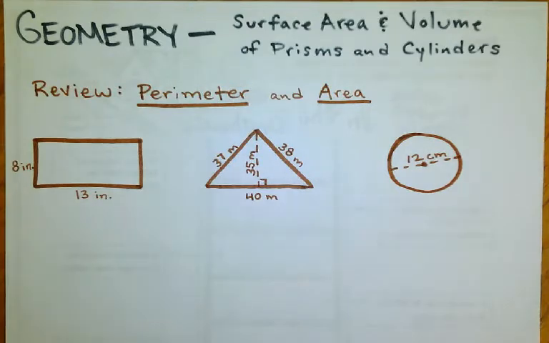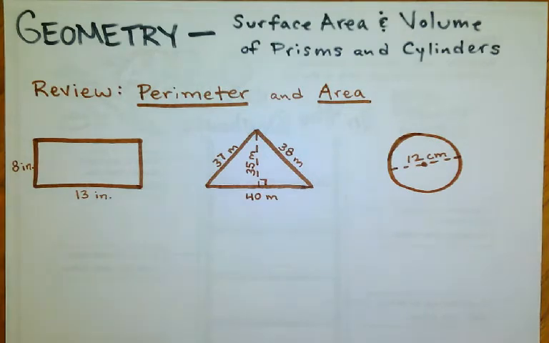Happy Thursday everyone, and we're gonna jump right into this. We're starting a new unit over surface area and volume, and today we are gonna focus on surface area and volume of prisms and cylinders. So before we just dive into that, I want to do a quick review of perimeter and area that we did earlier in geometry last semester, and you guys have also seen in years previously.